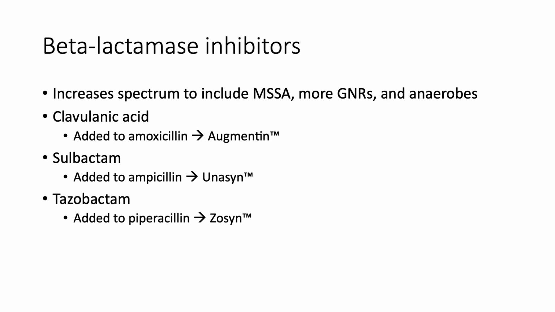Now, I don't generally like to use trade names, but with antibiotics, it's really hard not to use trade names, and you're going to hear a lot of trade names, so it is useful to know what they are. So when you add amoxicillin to clavulanic acid, it becomes Augmentin. You may have heard of that one. If you add sulbactam to ampicillin, it becomes Unasyn, and if you add tazobactam to piperacillin, it becomes Zosyn. So these are antibiotics that you'll hear used quite a bit.